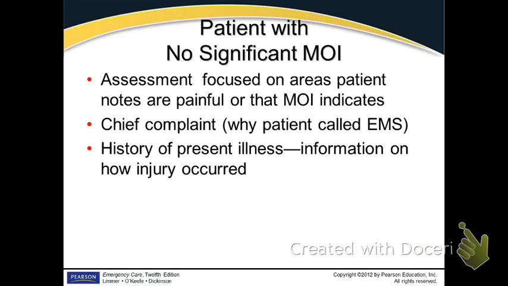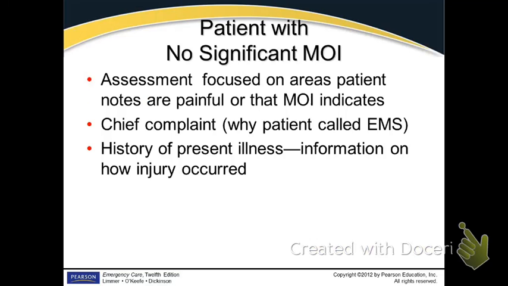So MOI, mechanism of injury, you have some patients that are considered traumatic patients, but they don't really have a high mechanism of injury. You still go through the same process. Why did you call? What happened? Why did you activate EMS? What type of injury? If you can't see it, obviously if they have an arrow sticking through their head, you don't have to ask too much why they called 911, right? They have an arrow in their head, so that's a pretty good reason to call 911.